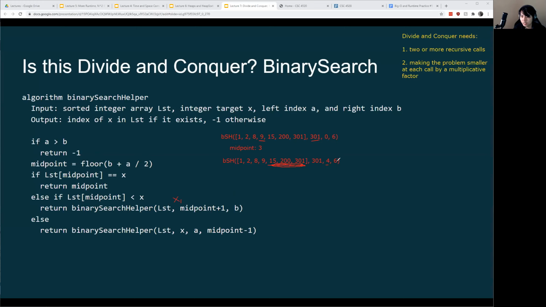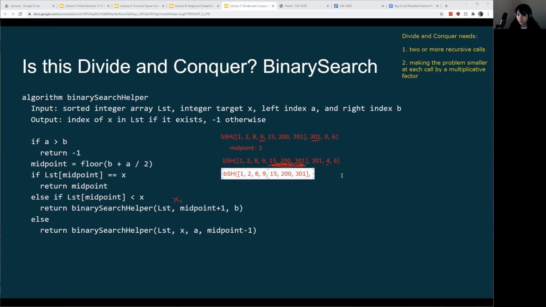This time, the midpoint is going to be 4 plus 6 divided by 2. That is index 5, which is 0, 1, 2, 3, 4, 5, 200. And we do the same calculation. We say, is 301 equal to 200? It's clearly not. So we're going to go ahead and ask the next question, which is, is 301 bigger than 200? And it clearly is. So we're going to continue on.